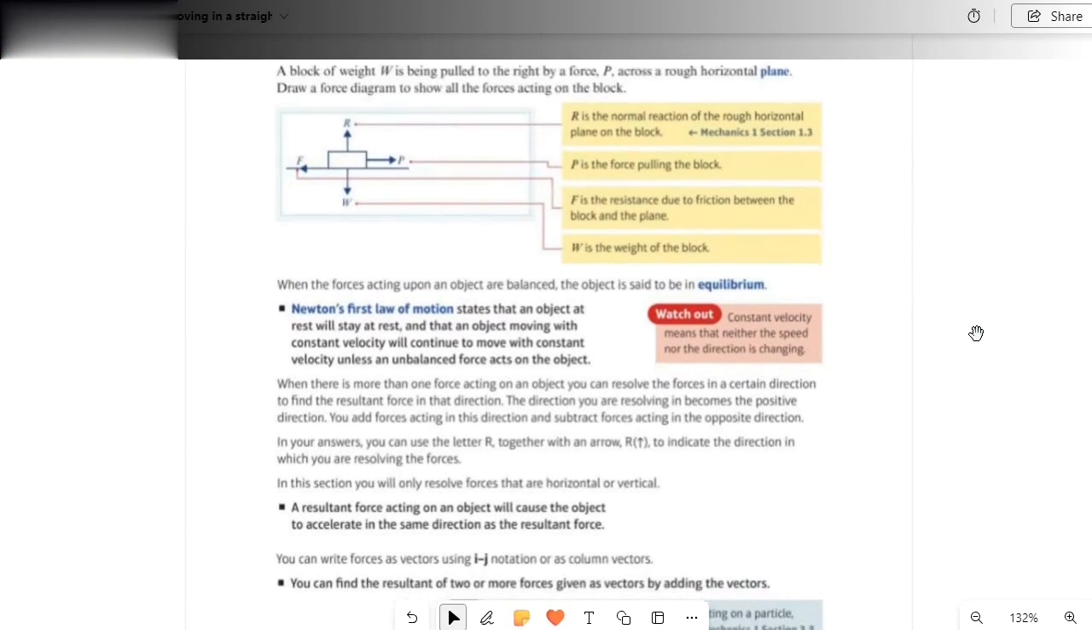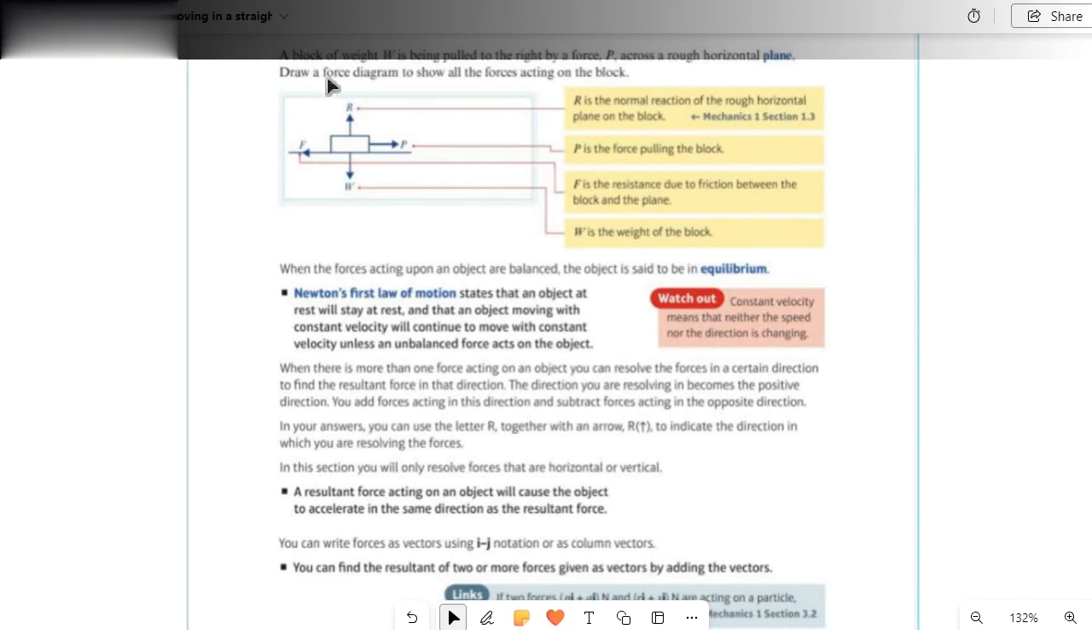Now let's look at some force diagrams. A block of weight W is being pulled to the right by a force P across a rough horizontal plane. Draw a force diagram to show all the forces acting on the block. Here we have the diagram where R is the normal reaction of the rough horizontal plane on the block, P is the force pulling the block, W is the weight of the block, and F is the frictional force or the resistance due to friction between the block and the plane.